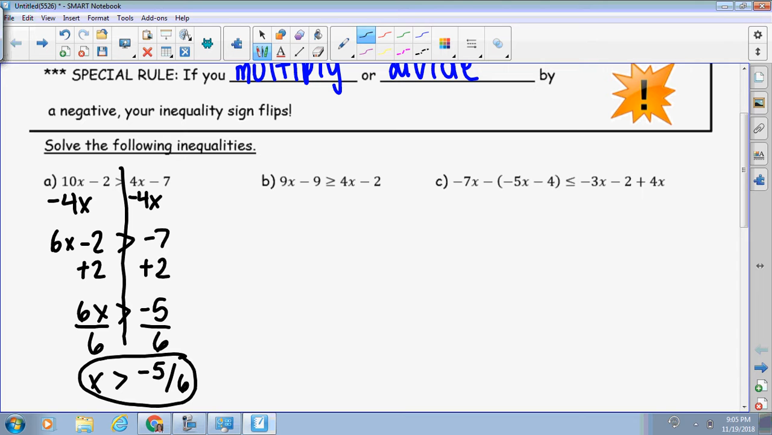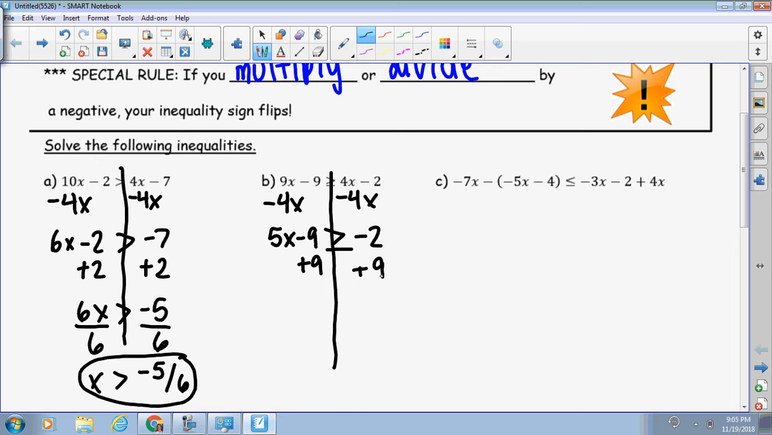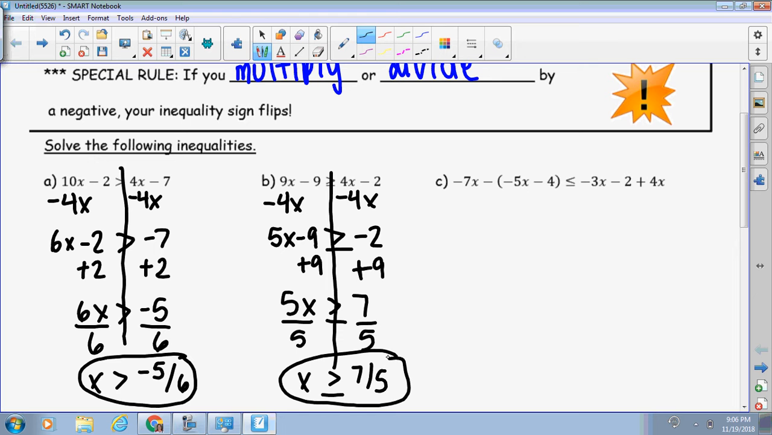All right, B. Again, I'm going to move 4x over by subtracting it. So I get 5x minus 9 is greater than or equal to negative 2. How do I move the 9 over? I'm going to add it. So I get 5x is greater than or equal to 7. Now I'm going to divide by 5. I'm not flipping the sign because that wasn't negative. 7 over 5, that's as simplified as the fraction can go.